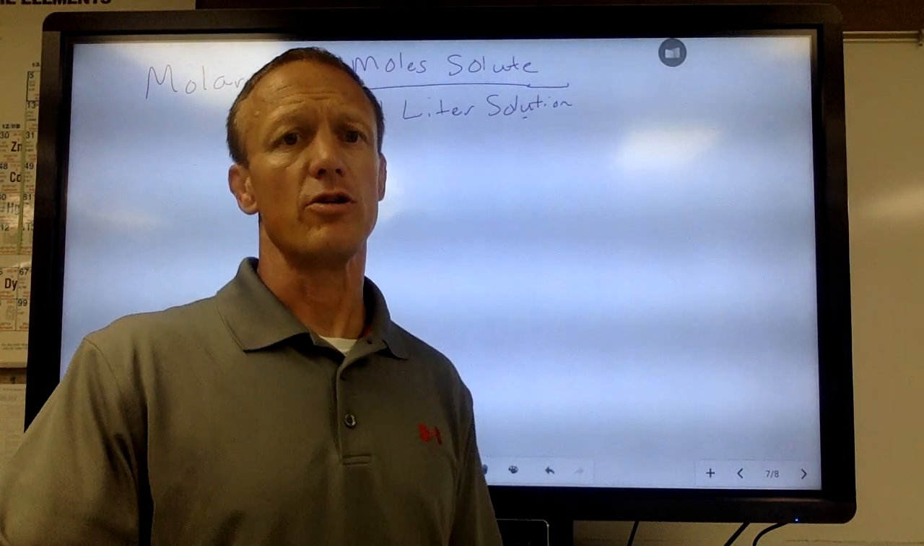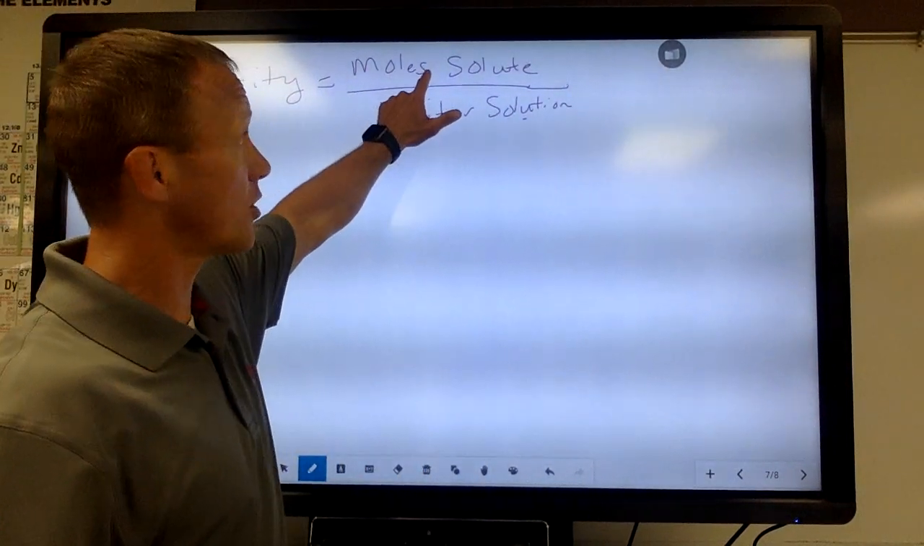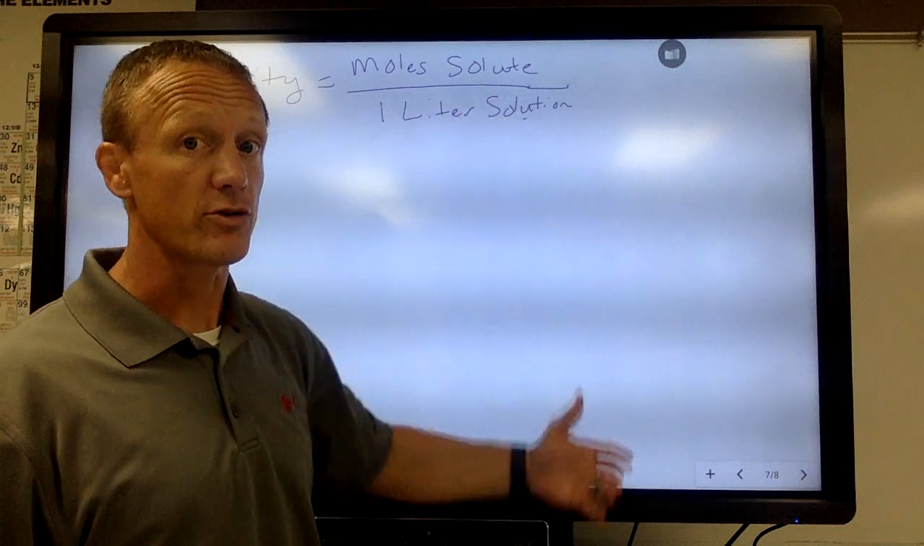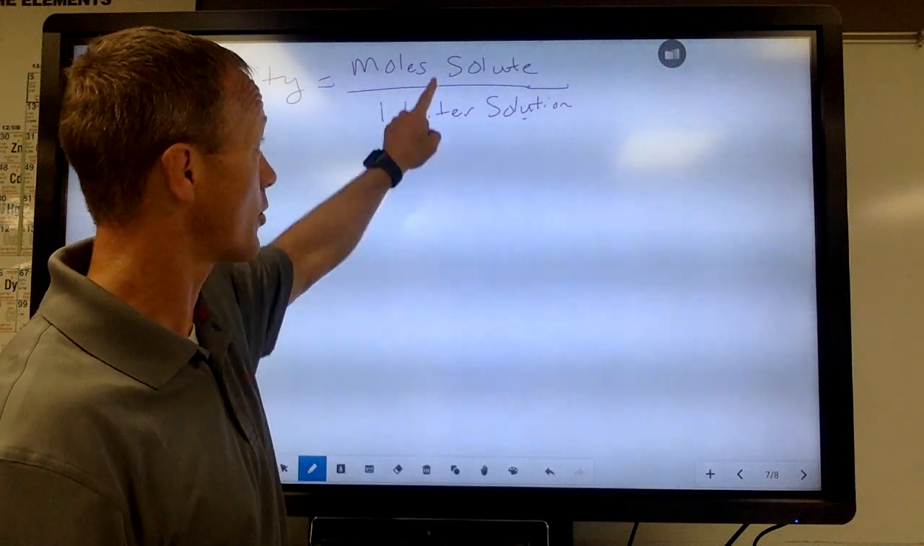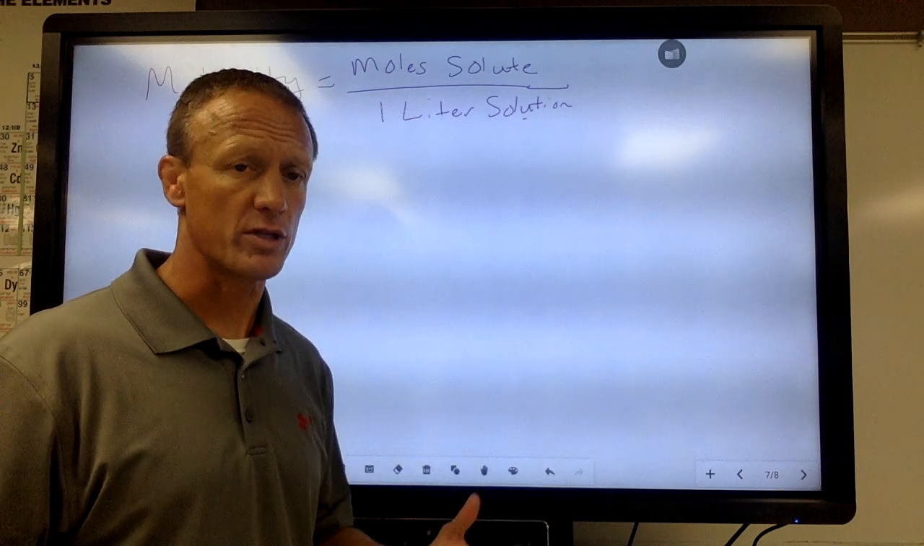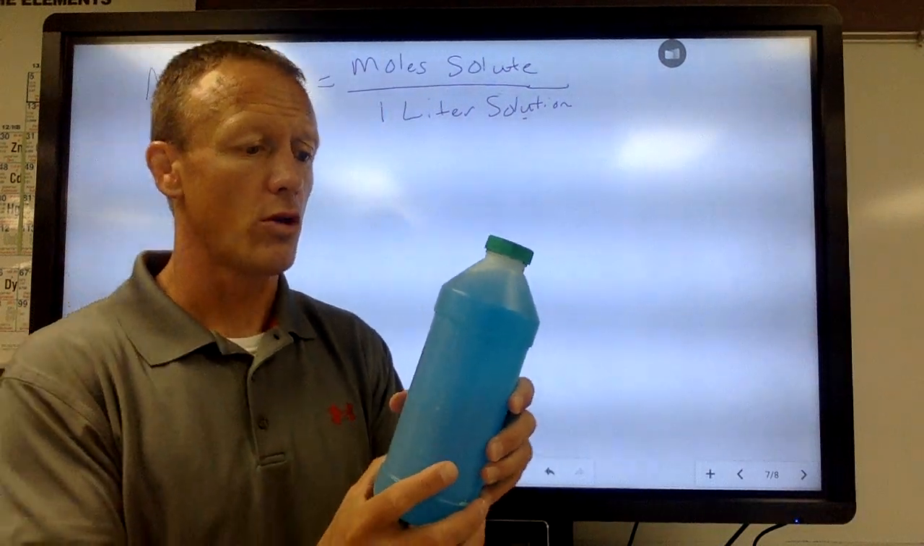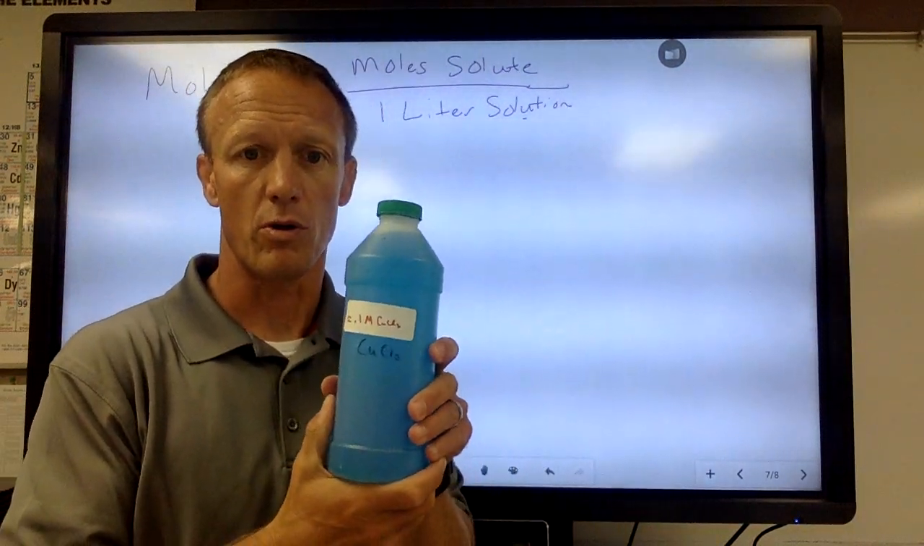What we typically use is molarity. Molarity is how many moles of solute there are. If we're doing a salt solution, it's how many moles of NaCl there are per 1 liter of solution. Not per liter of water, per liter of total solution. So for example, here is a 0.1 molar solution of copper chloride.